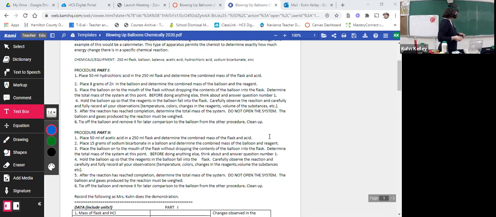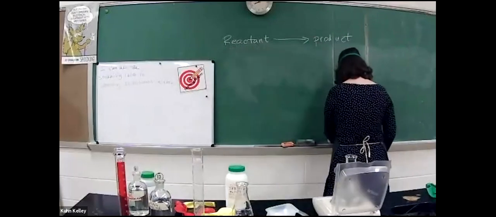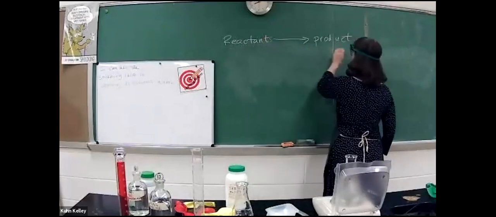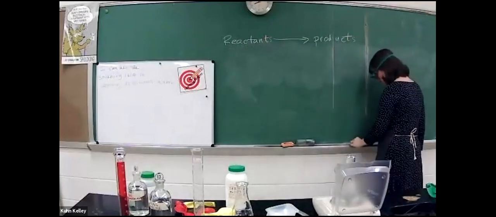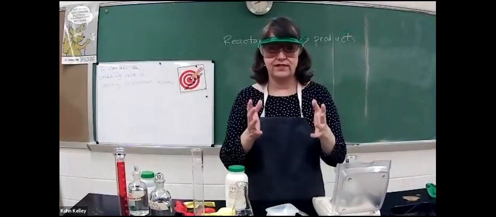When we're talking about a chemical reaction, everything you start with is called a reactant, and we have it on the left of the arrow, and everything we generate is called a product. Let me go back to full screen for just a second so you can see what I wrote. So what you start with is a reactant, or reactants, if you have more than one, and what you generate is a product, or products if you have more than one. So I'm going to be using that language today as I do this demonstration.